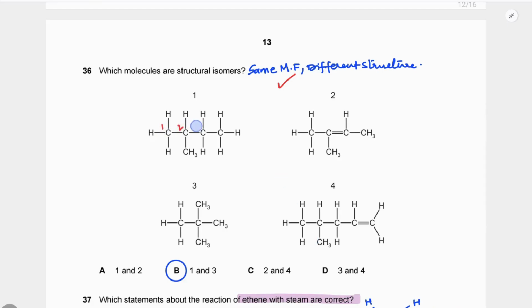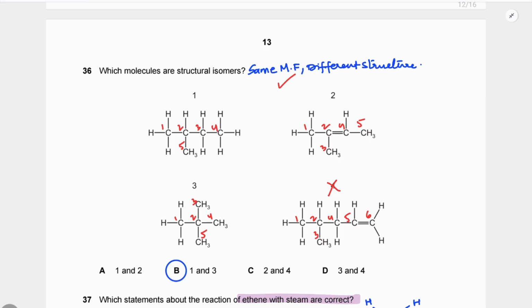So 1, 2, 3, 4, and 5. Total 5 carbons for the first one. 1, 2, 3, 4, 5 for the second one as well. 1, 2, 3, 4, 5, again 5. 1, 2, 3, 4, 5, and 6. So this is the odd one out, so I'm going to remove this 4.